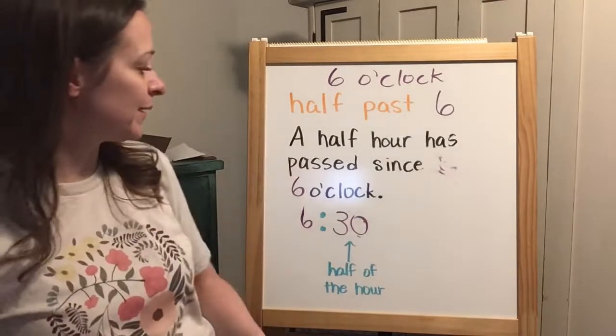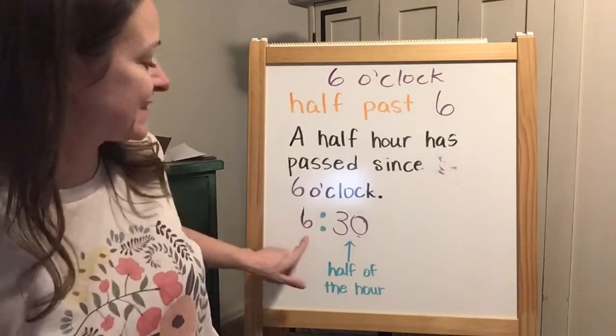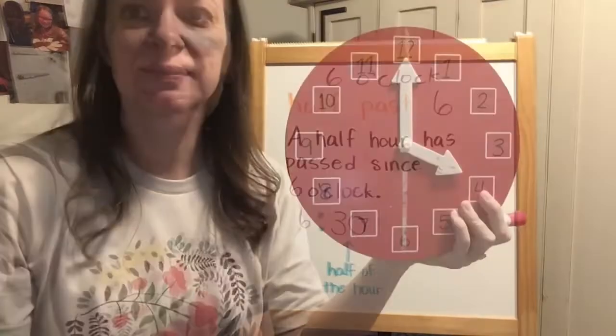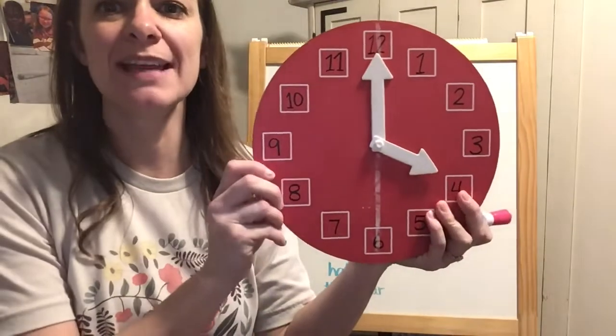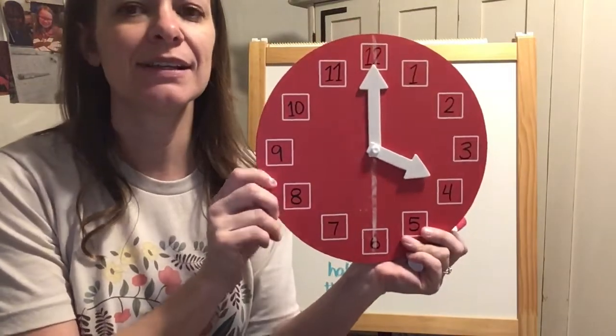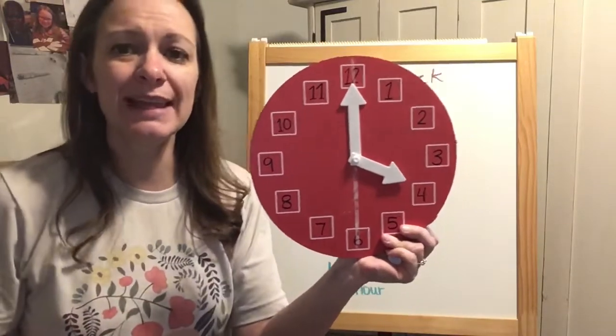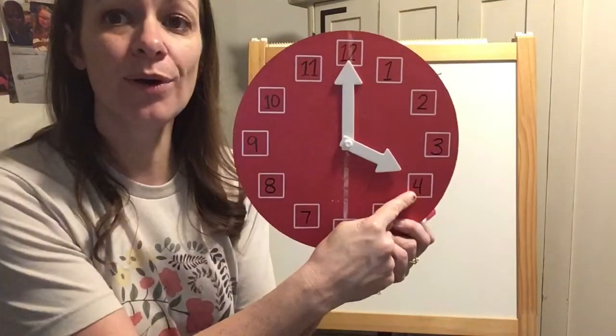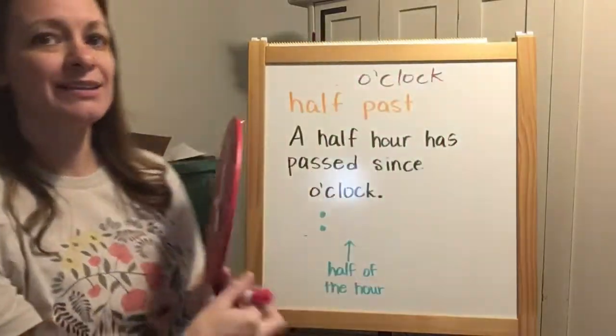So a half hour, or half past 6, is 6:30. Last one. What time is it right here? Tell me the time. Say it really loud. It is 4 o'clock.